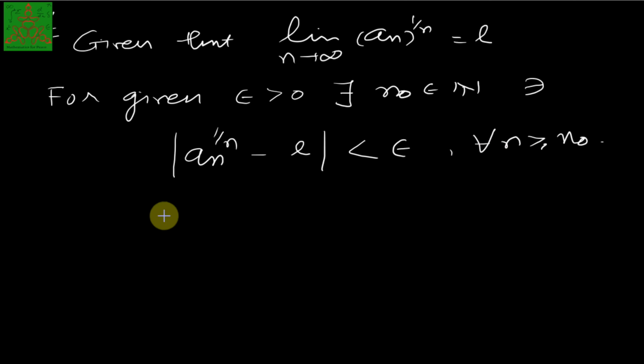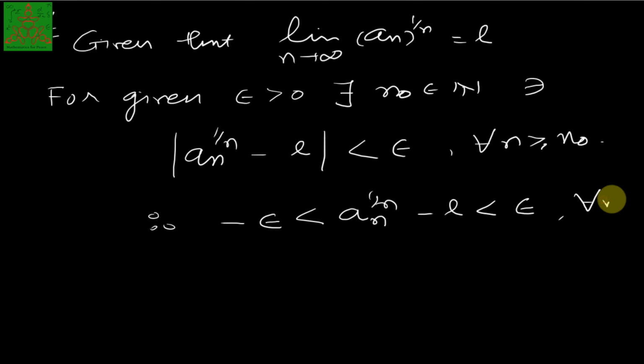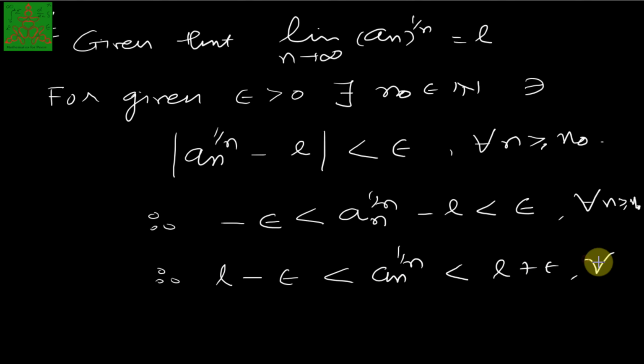Now this statement I can also rewrite by expanding the modulus: an power 1 upon n minus L is between minus epsilon and plus epsilon for every n greater than or equal to n0. If I add L in this inequality, then we have L minus epsilon less than an power 1 upon n less than L plus epsilon for every n greater than or equal to n0. We call this inequality 1.